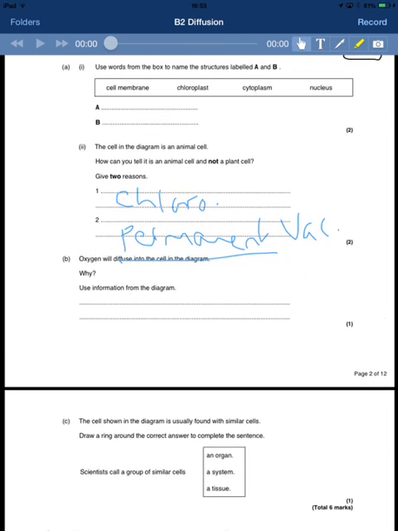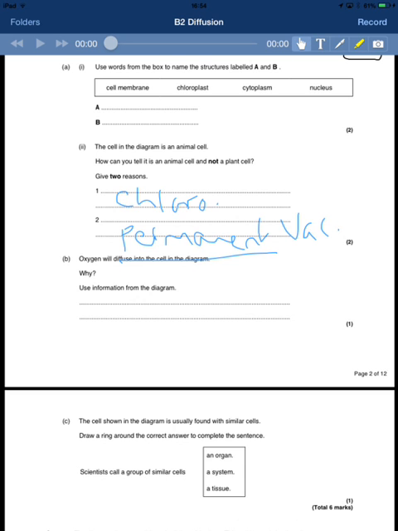The cell shown in the diagram is usually found with similar cells. Drawing a ring around the correct answer to complete the sentence. Scientists call a group of similar cells, and you should know that this is a tissue. Now, I talked about using mark schemes. How can we use a mark scheme to check our knowledge here and work out what we can use this for in the future? Well, this question here has asked you to determine what a group of similar cells is called. And they've given you an option of an organ, a system, a tissue. The answer is tissue, so you can use this to see that the board's definition of a tissue, if they asked it the other way around and said, what is a tissue? You can say it's a group of similar cells.